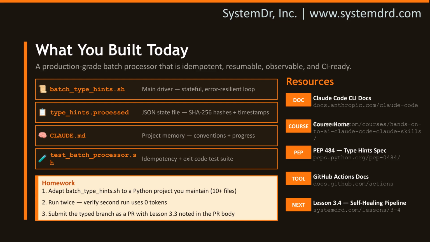Lesson 3.4 builds directly on this architecture. It adds error recovery, automatic retry on rate limit failures, and self-healing logic for files that consistently fail py_compile. If you are using this script in CI before completing Lesson 3.4, add a cron alert for when the error log is non-empty after a run. You want to know about persistent failures before they accumulate.